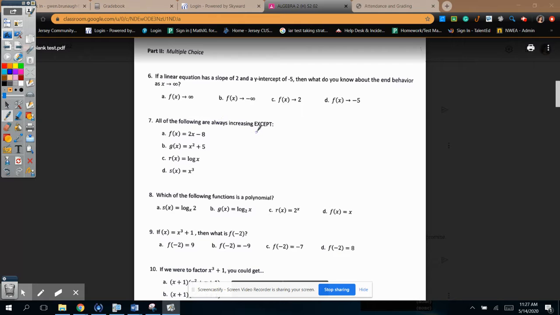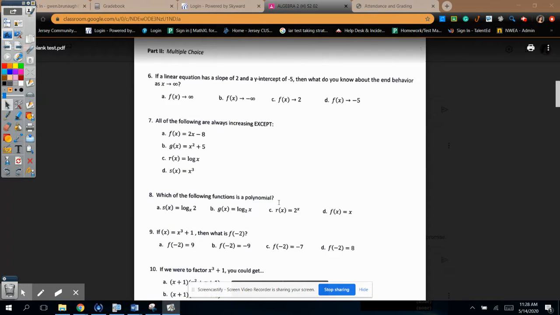All of these are increasing except, well, 2x minus 8 is a positive slope line. It is always increasing. X squared plus 5 is decreasing, then increasing. Let's make sure that the rest are always increasing as well. A logarithmic curve looks like this, if you recall. And x cubed looks like this, which is always increasing. So the one that's not always increasing is the quadratic.